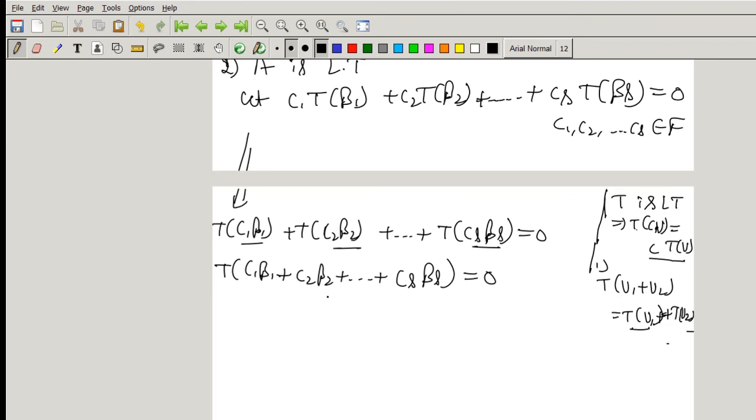T of (v1 + v2 + ... + vs) can be written as T of v1 plus T of v2 and so on, which is equal to 0. If T of v is equal to 0, where v is a vector, then v must be an element in the null space, because any element in the null space is mapped to 0. If a transformation maps an element to 0, then that element belongs to N(T).